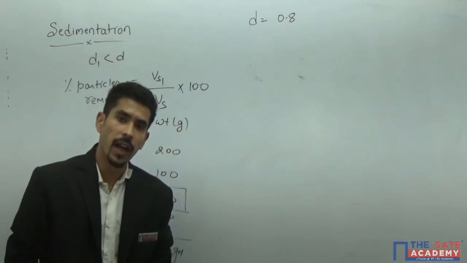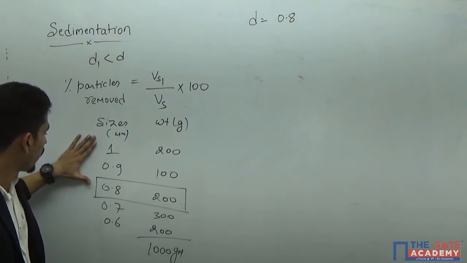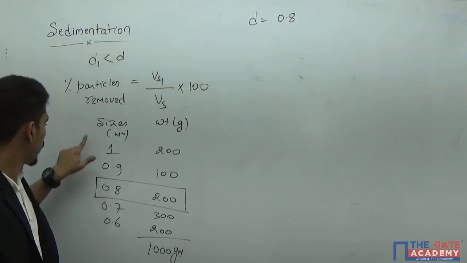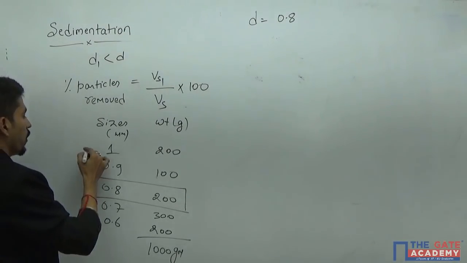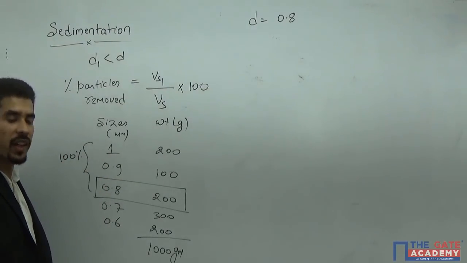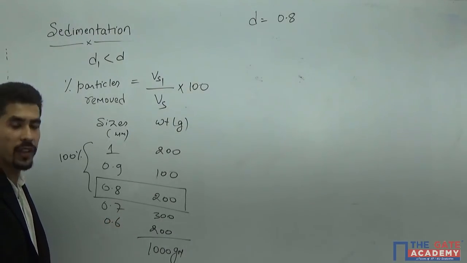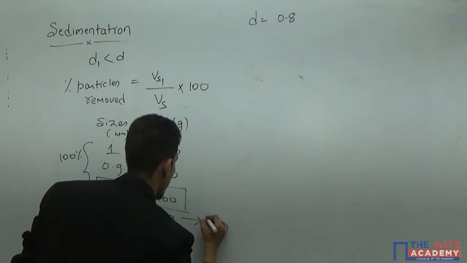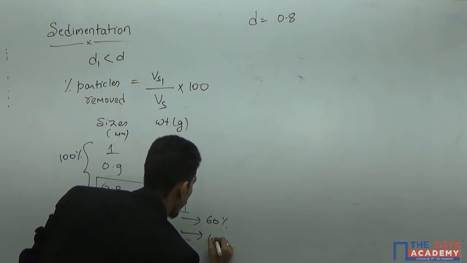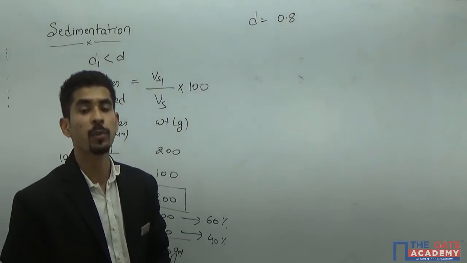I am saying that the particles which are greater than the size of 0.8, that is 1 and 0.9, will get 100% removed, and for the sizes 0.7 and 0.6, let us suppose 0.7 is 60% removed and 0.6 is 40% removed.